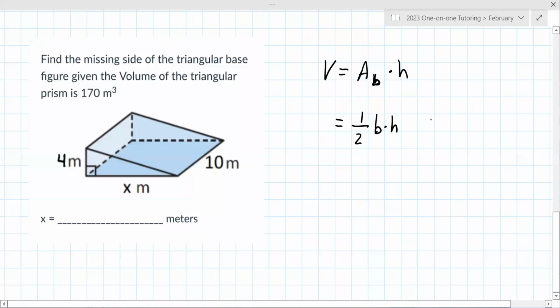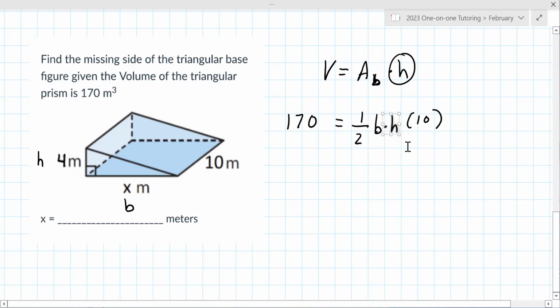Let's call this B and this H over here. The H up here that I'm circling is the 10. We could change the letter, but we'll just put in 10 right here. Now the volume is 170. So to solve for the base, 170 divided by 10.